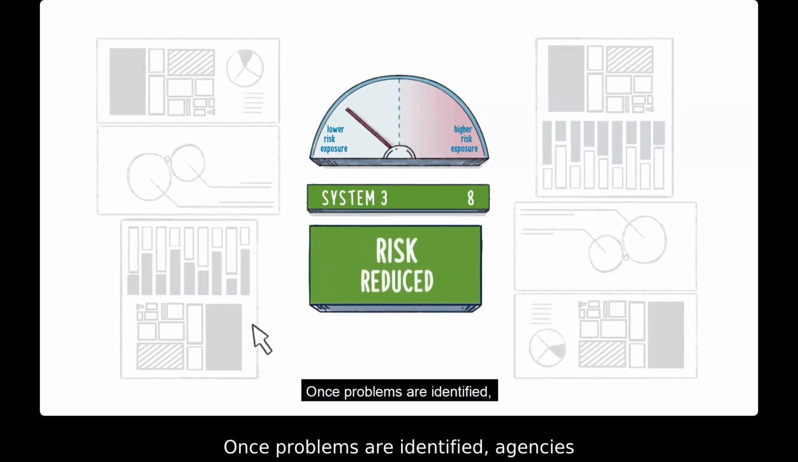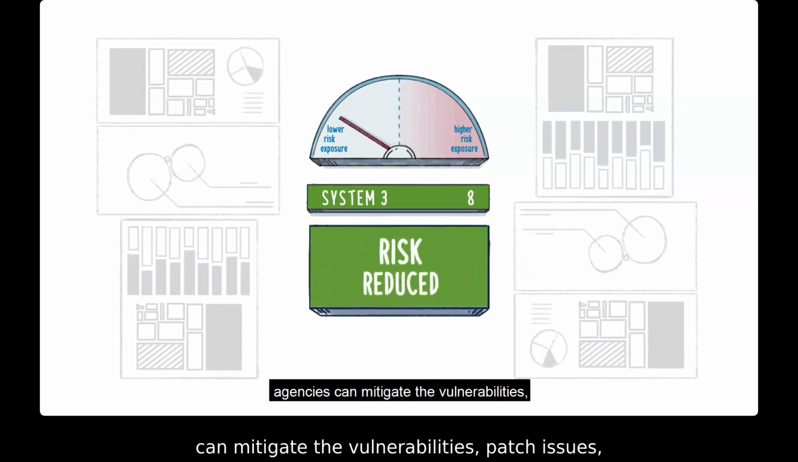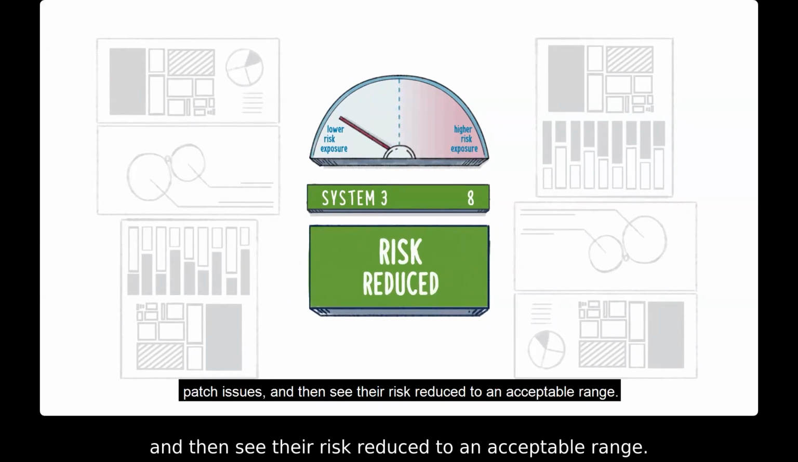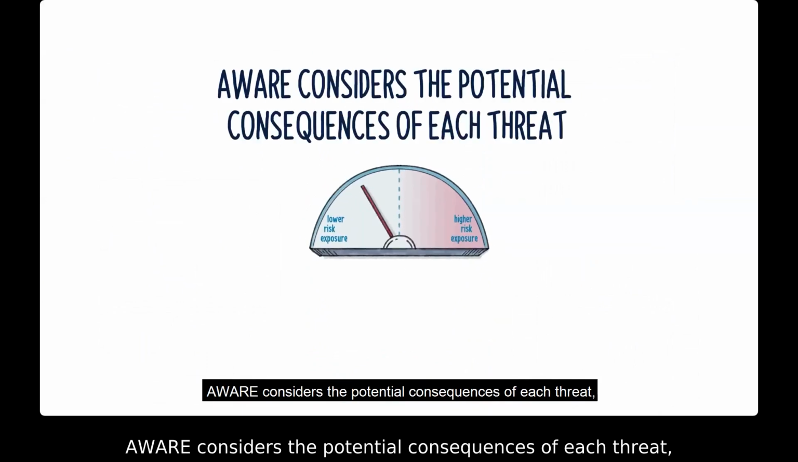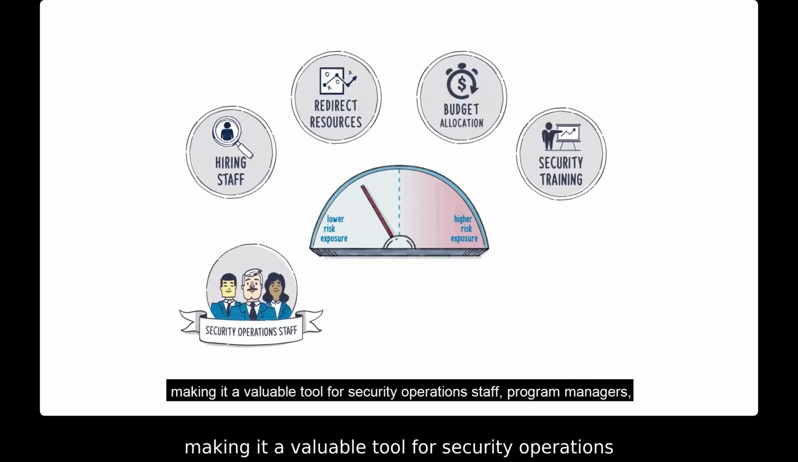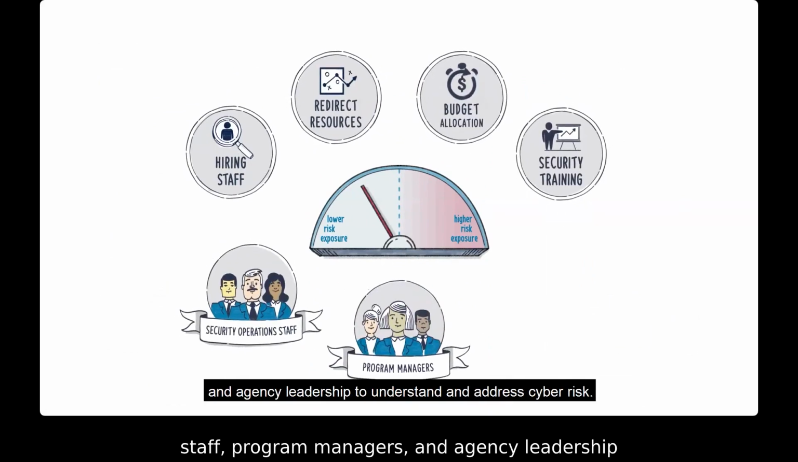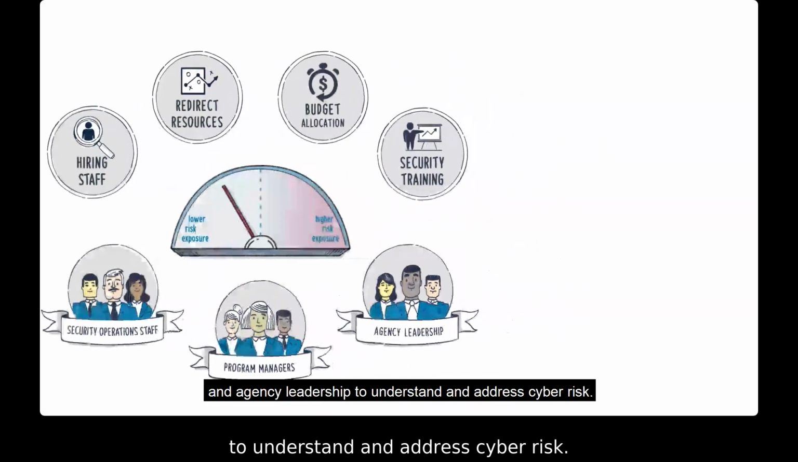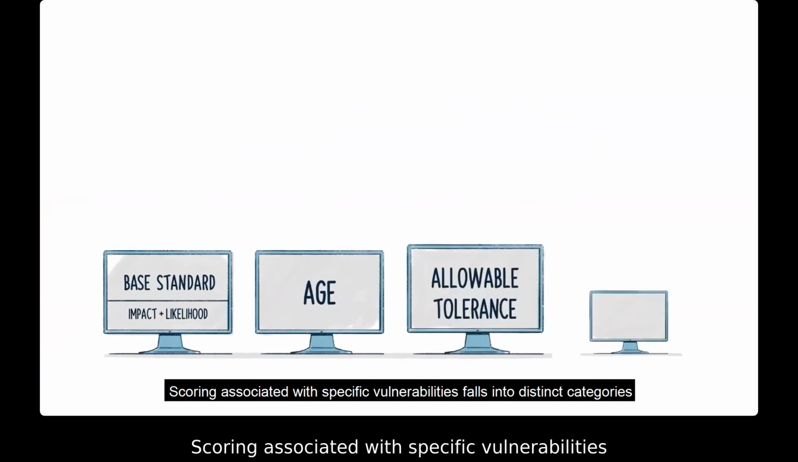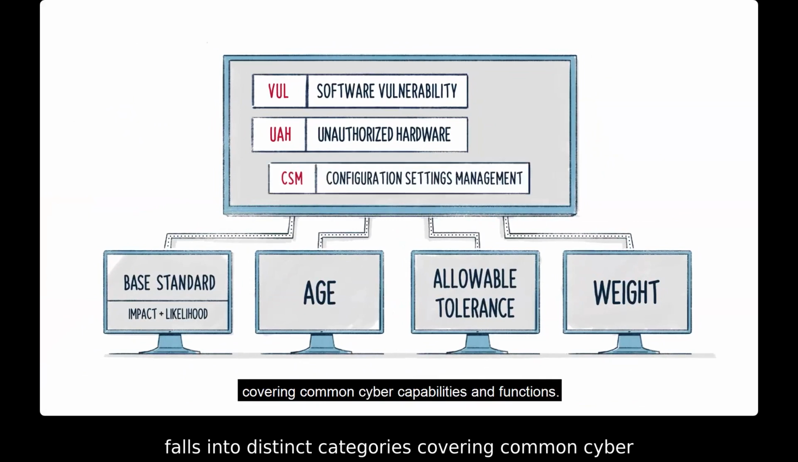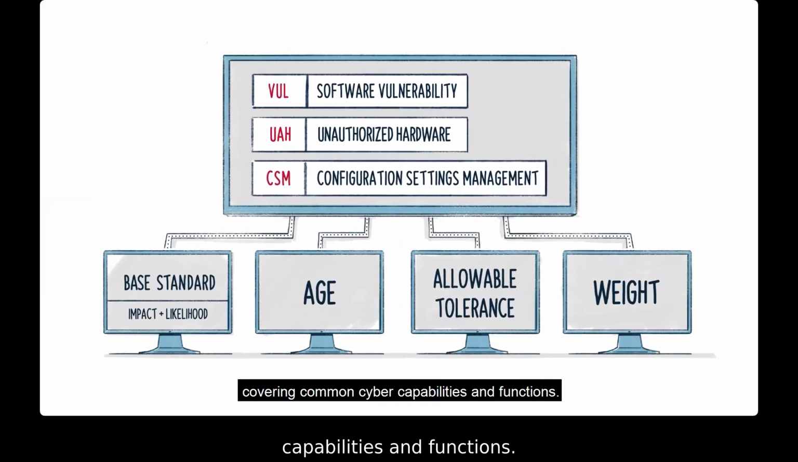Once problems are identified, agencies can mitigate the vulnerabilities, patch issues, and then see their risk reduced to an acceptable range. AWARE considers the potential consequences of each threat, making it a valuable tool for security operations staff, program managers, and agency leadership to understand and address cyber risk. Scoring associated with specific vulnerabilities falls into distinct categories covering common cyber capabilities and functions.